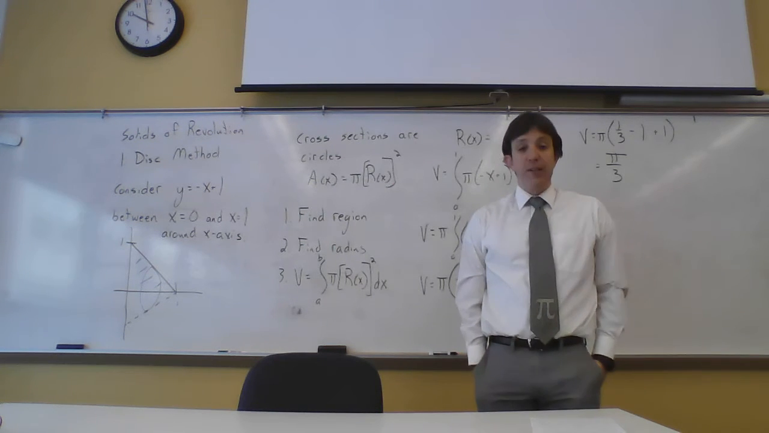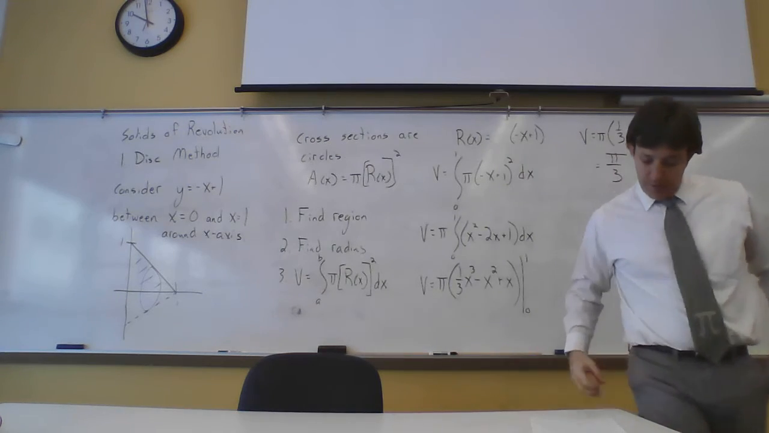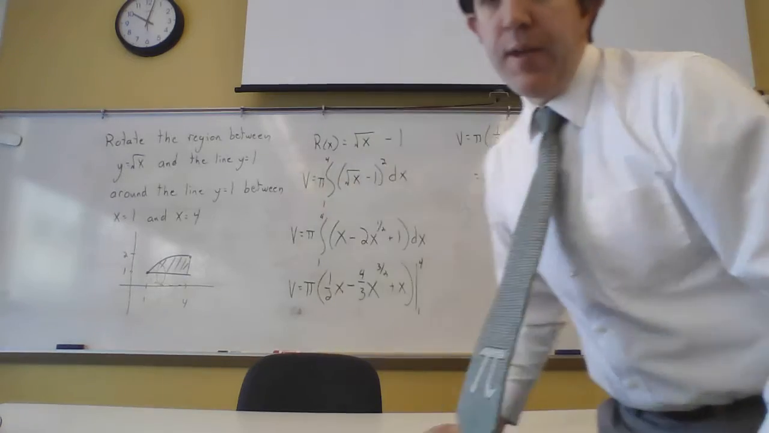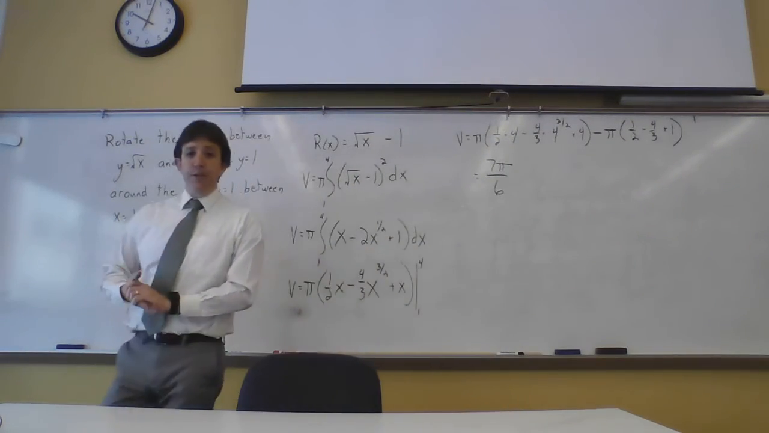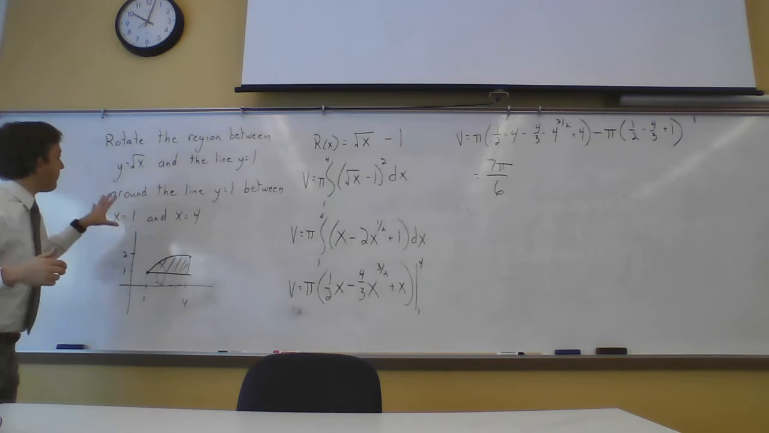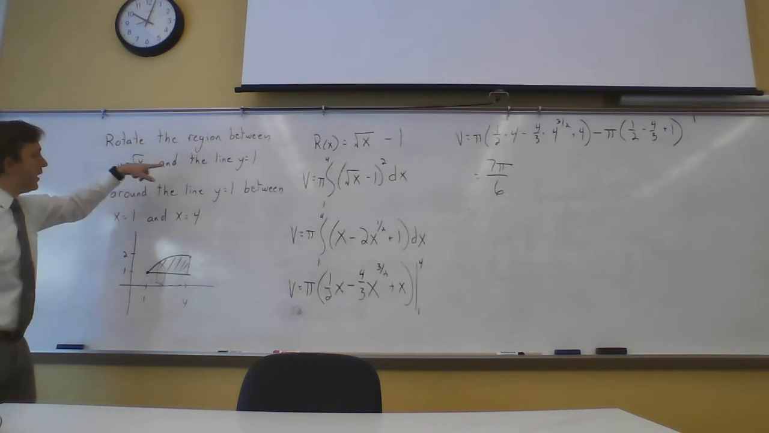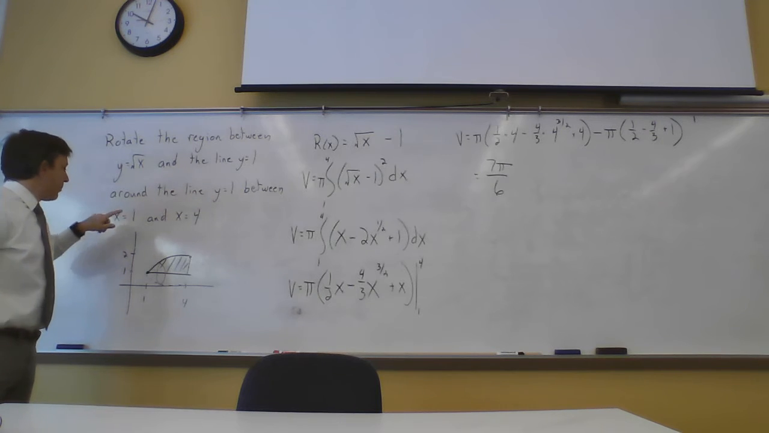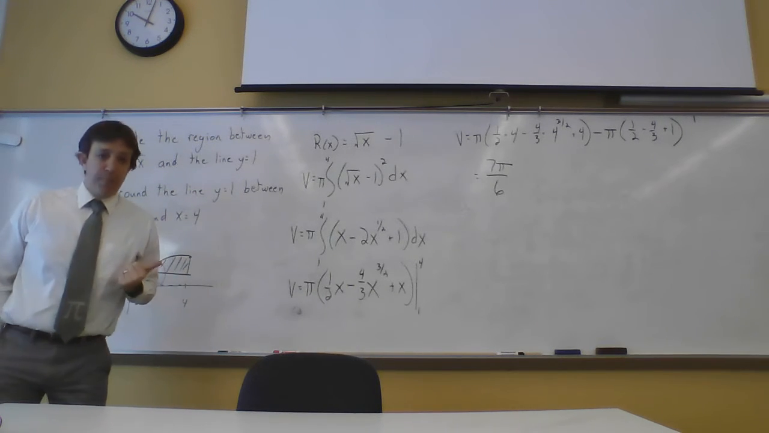Let's make one that is just a little bit trickier. All right, so let me get that on the board. Okay, so for our next example, it's a little bit more difficult of a region. It's still not terrible, it'll work. I want to rotate the region between y equal to the square root of x and the line y equals 1 around the line y equals 1, and I want to do it between x equal to 1 and x equal to 4.